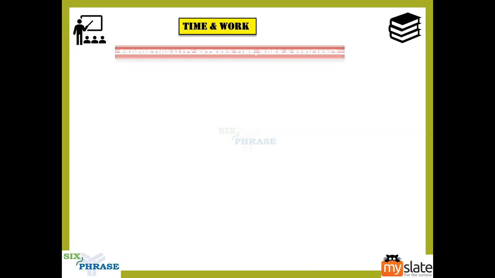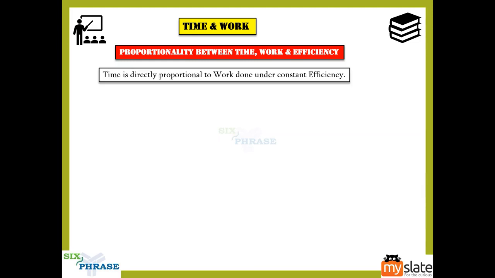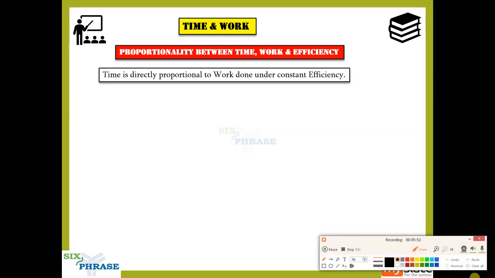So the first thing that we are going to look at is what is proportionality and how are time, work, and efficiency all related with each other proportionality wise. Okay, now this first statement, pay close attention to the statement. Now this says time is directly proportional to work done under constant efficiency. Now before we move on, guys, for those of you who don't know what is proportionality, I'm going to give you a little preview of what is proportionality.